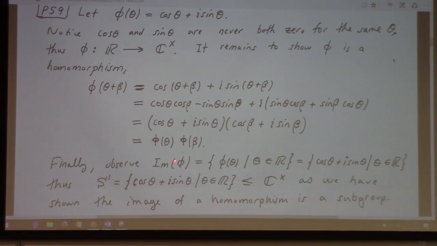And then the image, well, this is a homomorphism. The image of a homomorphism is a subgroup. But the image of this homomorphism is also the circle. So that proves that the circle is a subgroup of the non-zero complex numbers under multiplication. That is all.